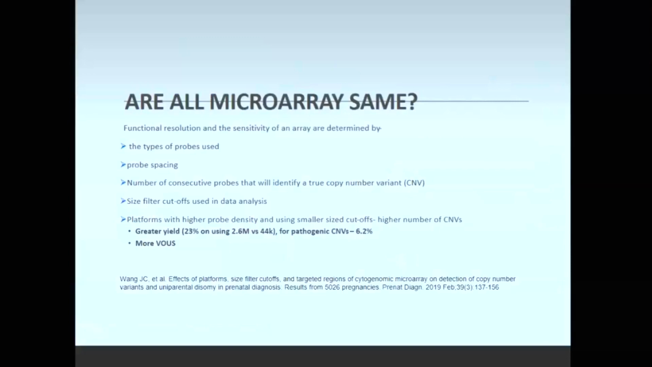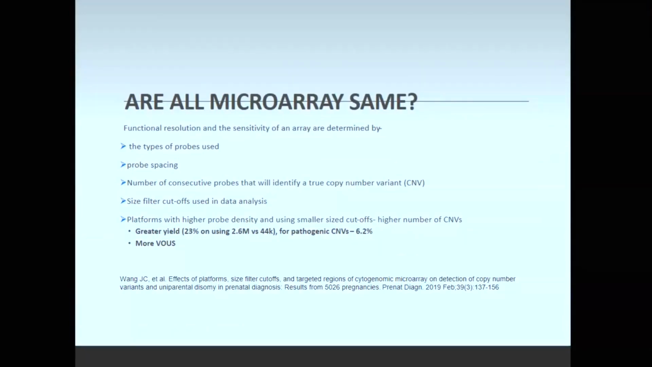So the functional resolution and the sensitivity of array will depend on the type of probes, the probe spacing, the number of probes that are used to identify a copy number variant, and the size filter that we are using during the data analysis. Suppose we are reducing the filter from 200 to 100, then we will identify more copy number variations.